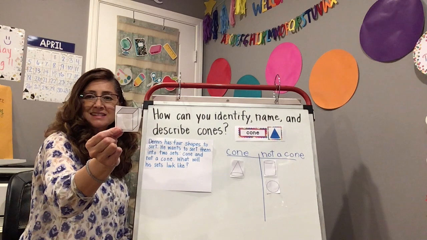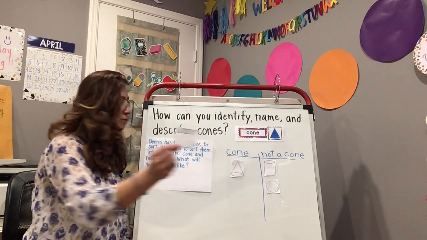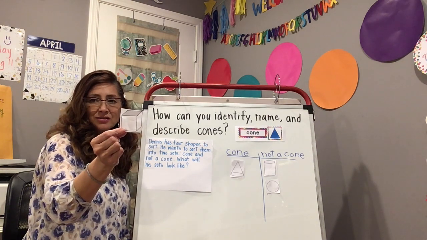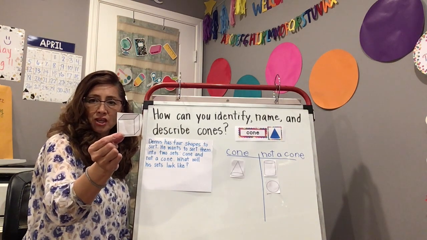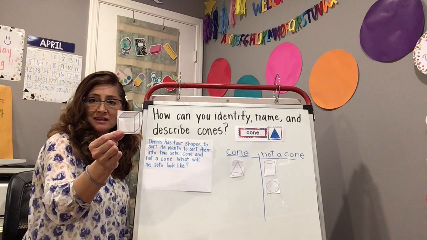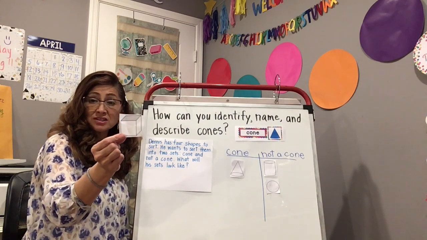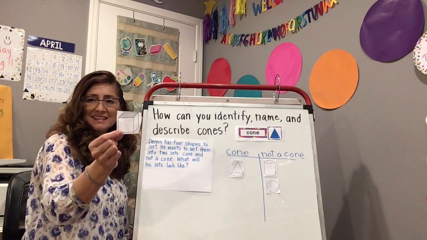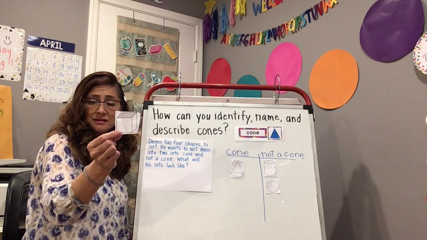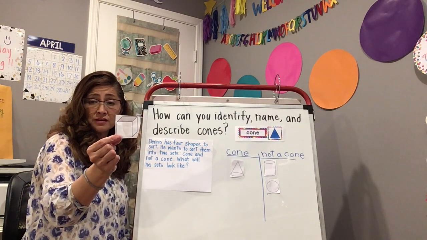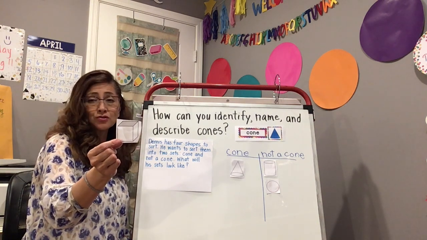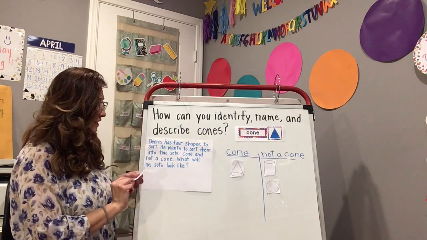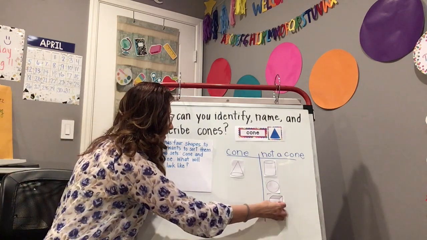Yes, that's right. This is a cube. Is a cube a cone or not a cone? That's right, not a cone. How do you know this is a cube? That's right, because you see the flat surfaces. How many flat surfaces? That's right, 6 flat surfaces. Now, do you see a curve? That's right, no curve. That's how we know it is not a cone. Very good, so we will put that right here.